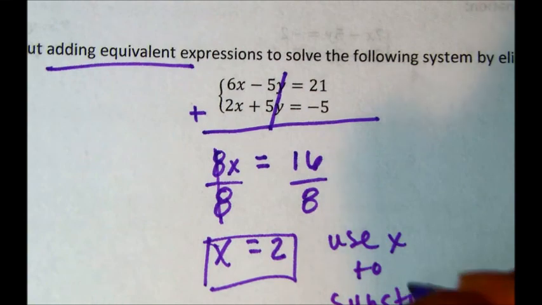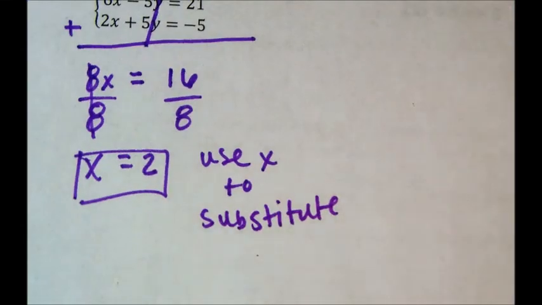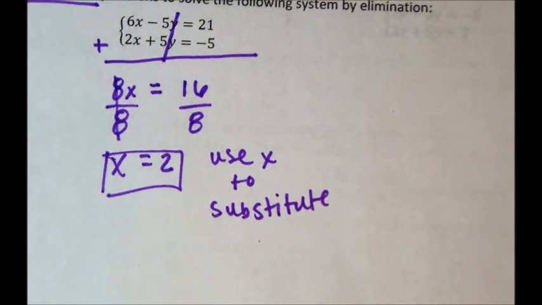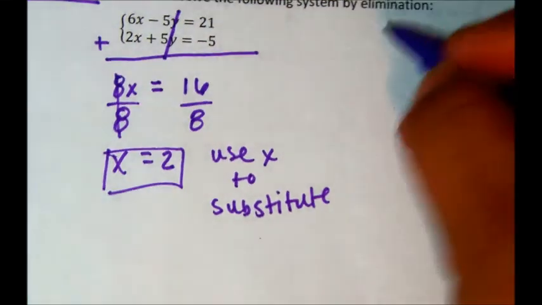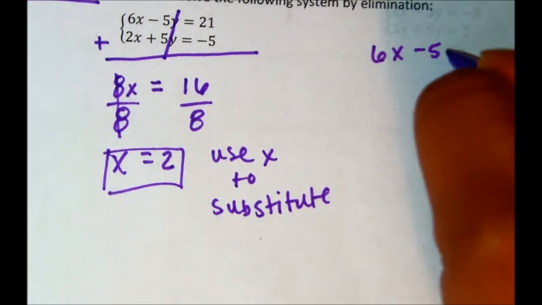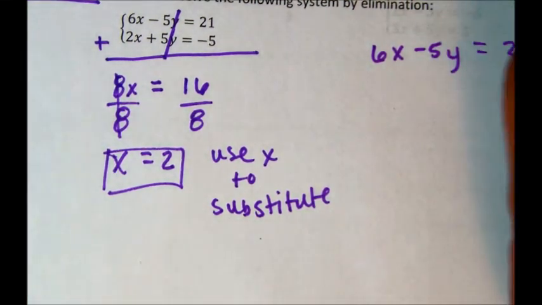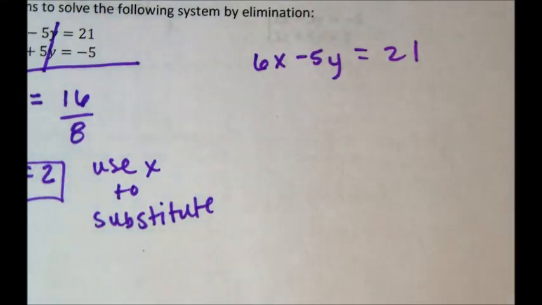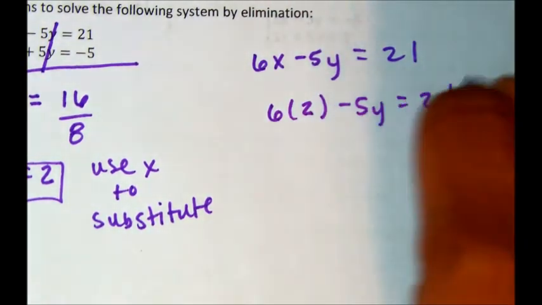You can pick either equation that you want to substitute into. My default is going to be the first equation. So I'm going to write the first equation down like I've been given, 6x minus 5y equals 21. And I'm going to substitute in x. What does y equal when x is 2?